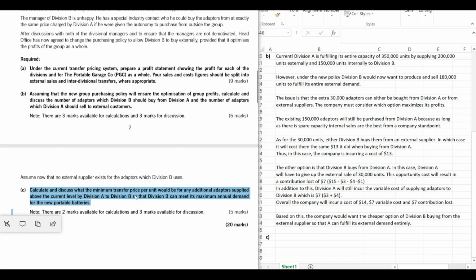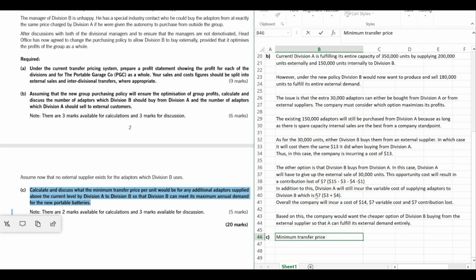So now we just need to calculate the minimum transfer price, and we need to discuss. Technically, we've already calculated the minimum transfer price up here, because we've already added the variable cost and the contribution lost, but we can do that again. So we'll start by mentioning the minimum transfer price formula. Minimum transfer price is equal to the variable cost, which is based on the internal sales, plus the opportunity cost, which is the contribution lost on external sales, right? And we've already technically calculated that.